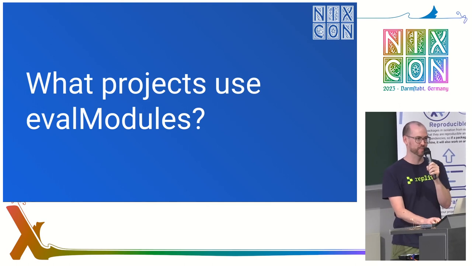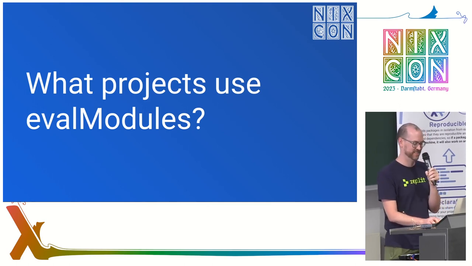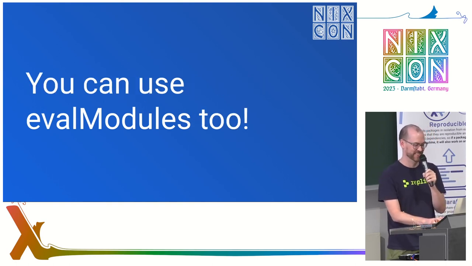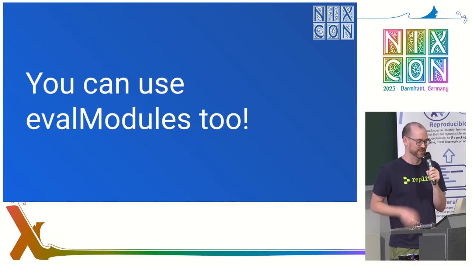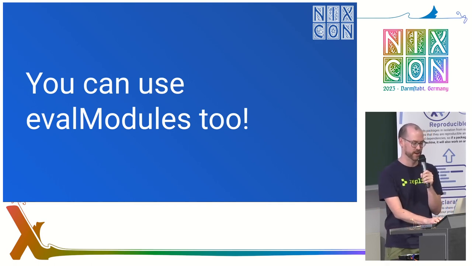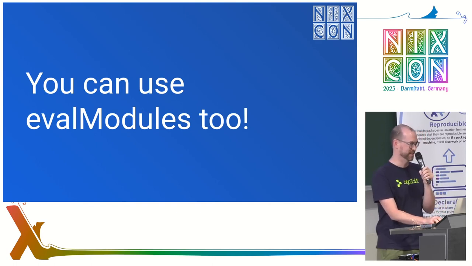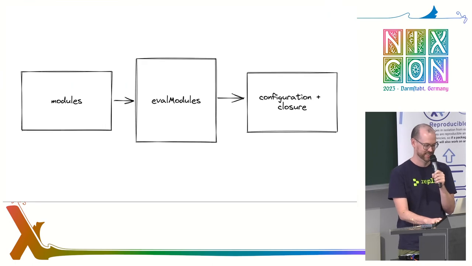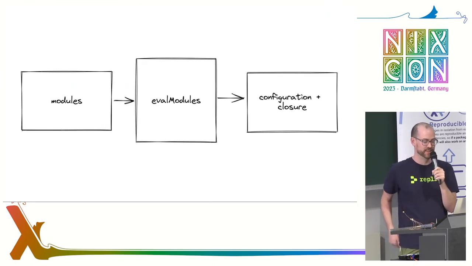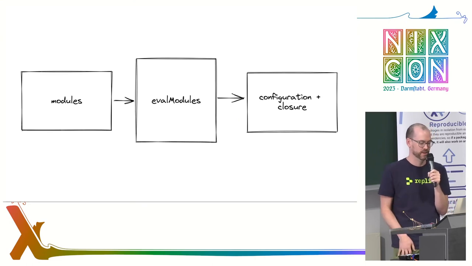Yeah, so there's a lot of cool projects that are using this. And why do you think that is? It's because it's been really useful, as Théophane was pointing out in his talk earlier. But you can use it too. Let's try to learn more about that and learn about the details of it now, so we can all go home and write our own new projects that are using module systems. Right, so what is eval modules? It basically is taking a list of modules, and it's a function, you call it, and you get out some configuration plus closure.